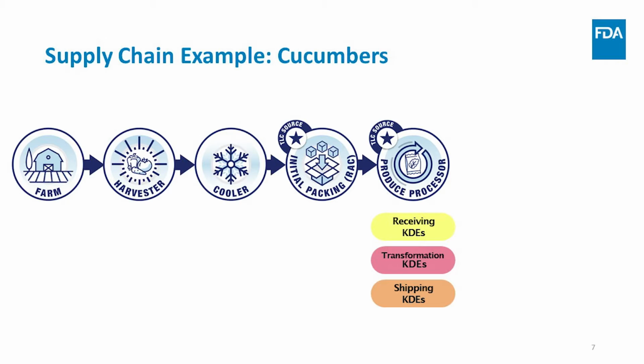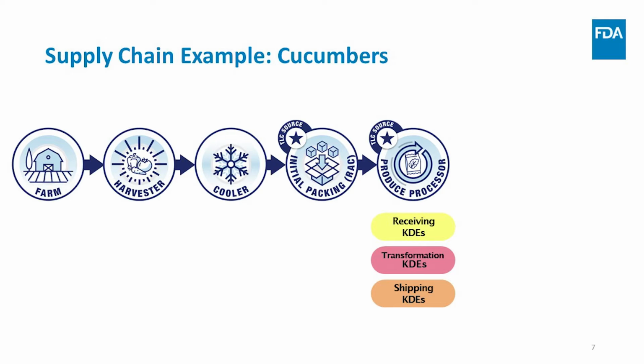are going to repack. The produce processor must link those records with the TLC that they assign to the new lot of repacked cucumbers. This is important since repacking has historically been a place where traceability breaks down.